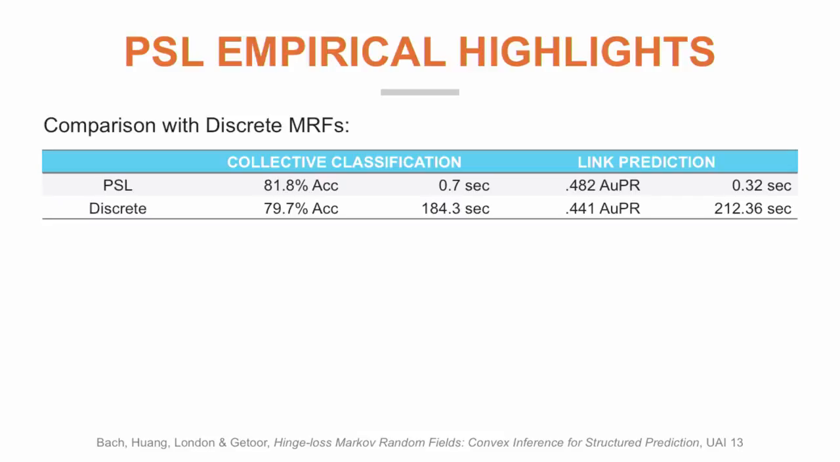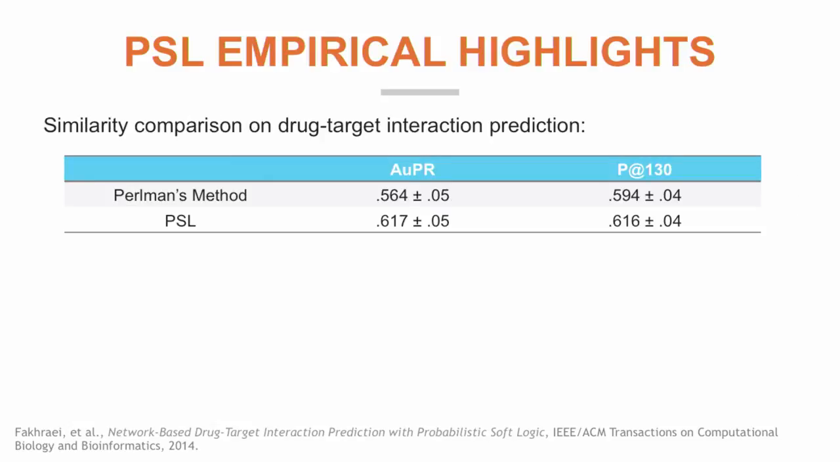Comparing to discrete MRFs, we can solve them as well, but we can do it way faster. Across a collective classification and link prediction task. And for something where you're really reasoning about similarities, so this is for drug-target interaction prediction, a comp bio kind of problem, we're able to do something that beats state of the art. But I think the most interesting thing about this work is that it gives a way of extending it. So if you have more information, it's easy to go from here.